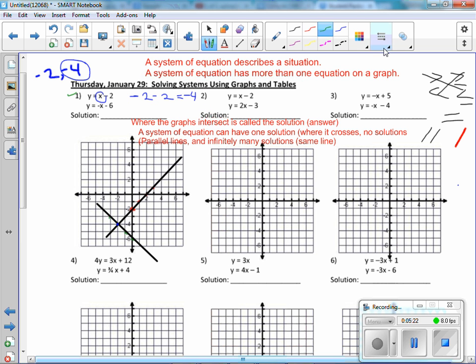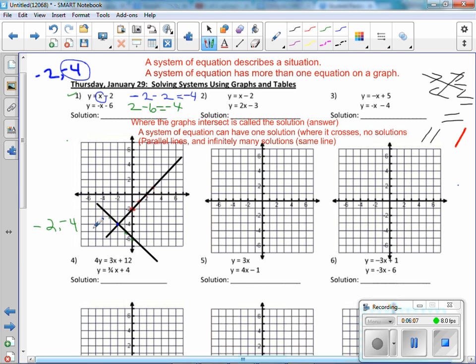So let me change my color. And let's look at the x here, which is a negative x. So a negative x would be negative, and negative 2 is the x. So negative x is the opposite. It's going to make it a positive 2 minus 6. Is that going to give us our y, which is a negative 4? Yes. So you know that the solution to this system is negative 2, negative 4.